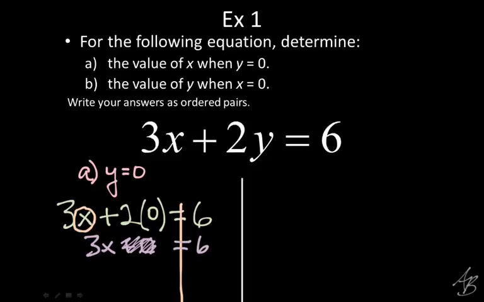There's only really one thing that I need to do now to get x by itself, which is what? Divide. Divide by what? 3. So we're going to divide by 3 on each side. And when we divide by 3, what do we get on the left side? X. And on the right side, 6 divided by 3 is 2. Now, there's one more thing that we need to do here. The problem says find the value of x when y equals 0, but it says write your answers as ordered pairs. So how could I write this 2 here, as an ordered pair?